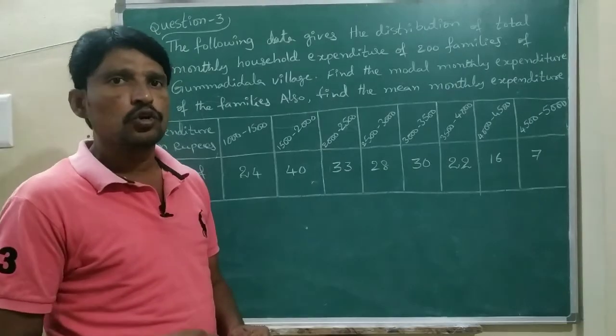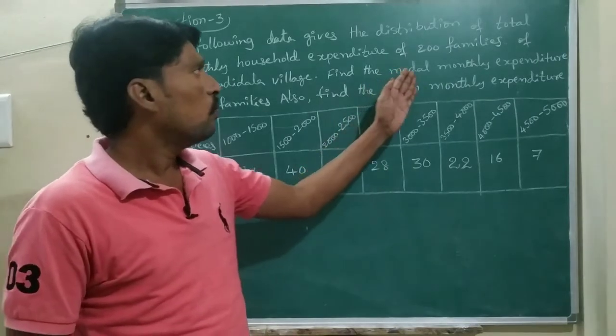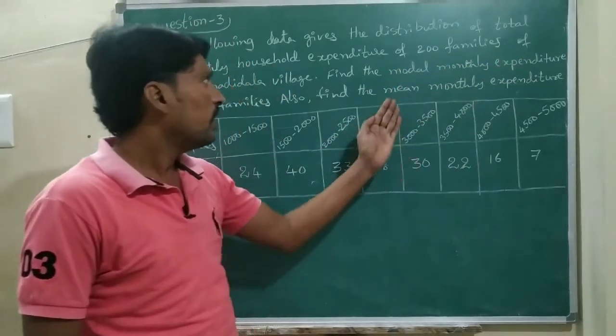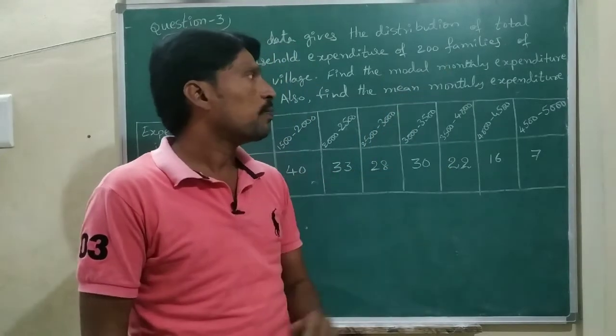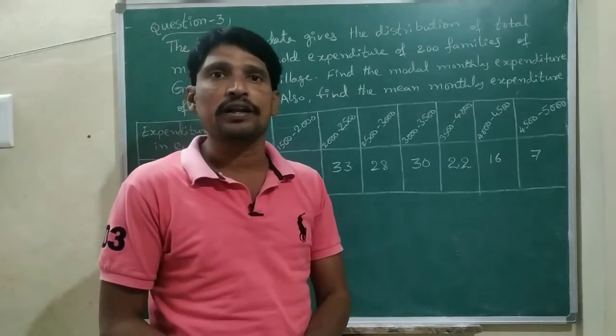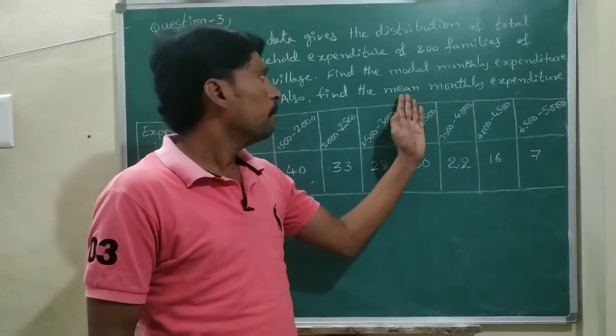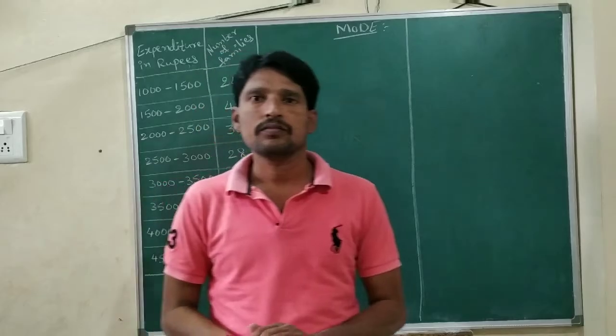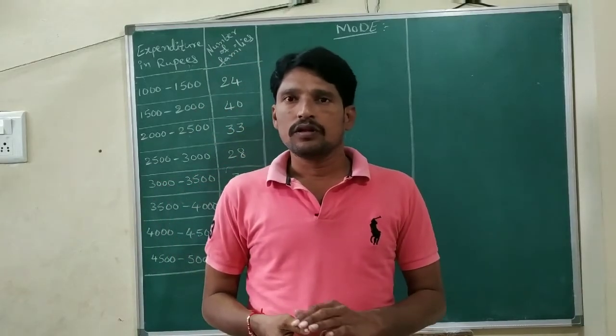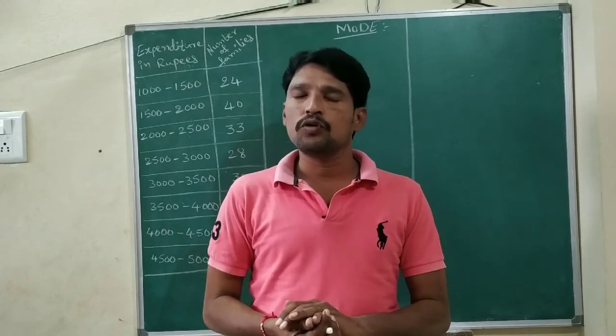We need to find two measurements, that is modal monthly expenditure and mean monthly expenditure. Modal monthly expenditure means we need to find the mode. Mean monthly expenditure means we have to find the mean. Now we are finding the mode.